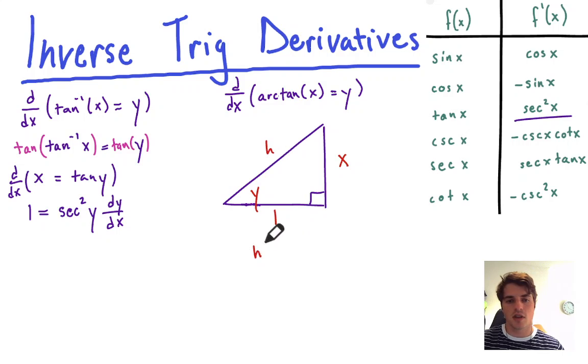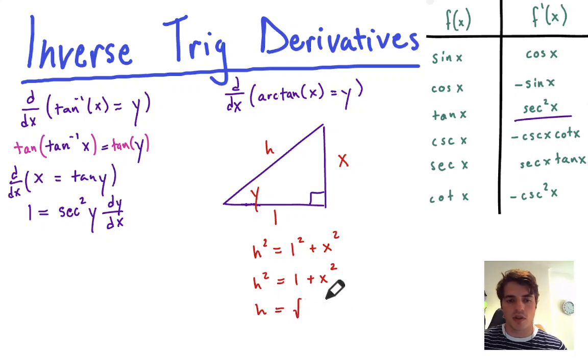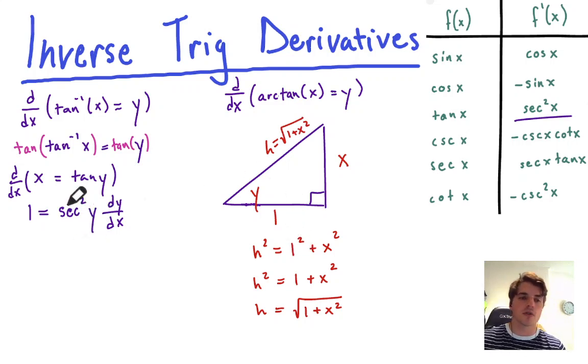Call it h. Using the Pythagorean theorem, h squared equals 1 squared plus x squared, or h squared equals 1 plus x squared. And then h is equal to the square root of 1 plus x squared. Okay, so now we know our hypotenuse is the square root of 1 plus x squared. And we'll go back into our solution that we came up with. This is our derivative, and it's just in terms of y.